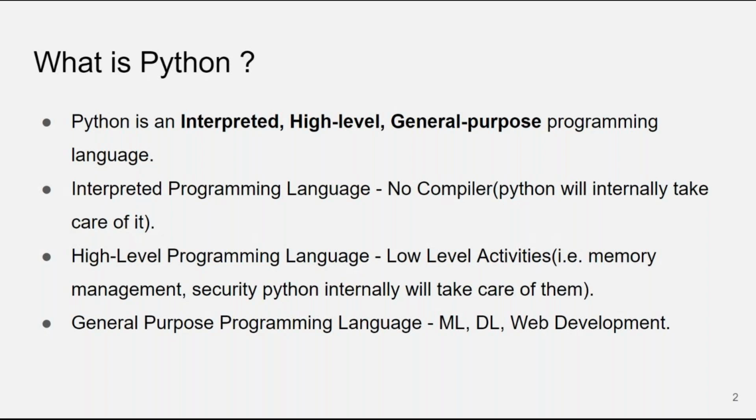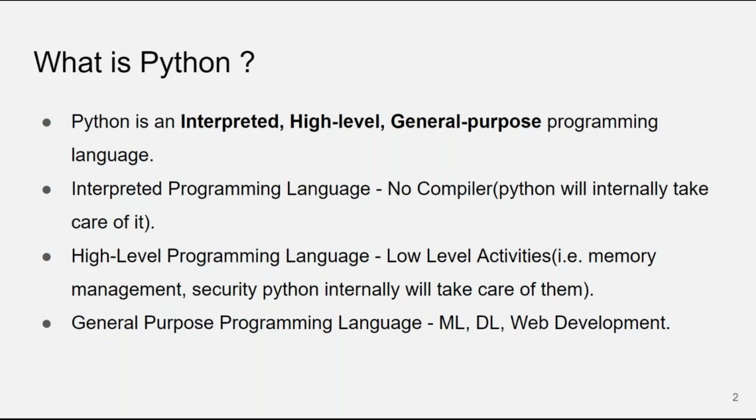So in order to understand this definition, there are three keywords which are in bold text, which are interpreted, high level, and general purpose. You need to understand these three keywords now. All right. So coming to the interpreted programming language, if you compare Python with other languages like C, Java, what happens in C and Java is that after writing the script or program, you need to compile it. This is the cycle of the process.